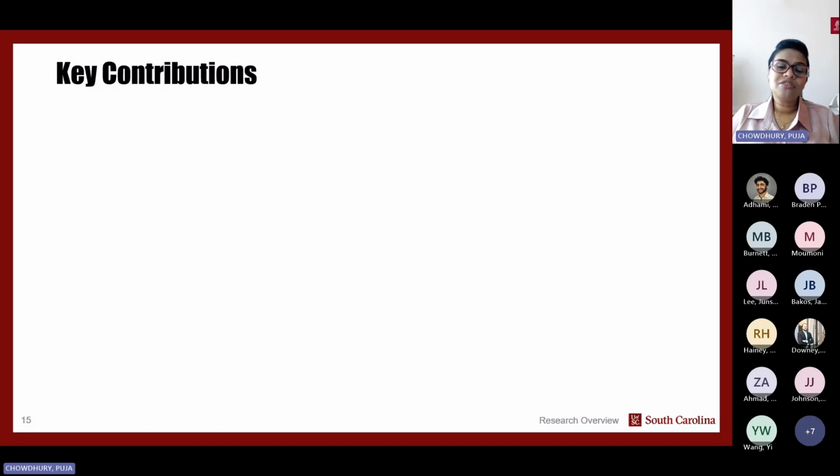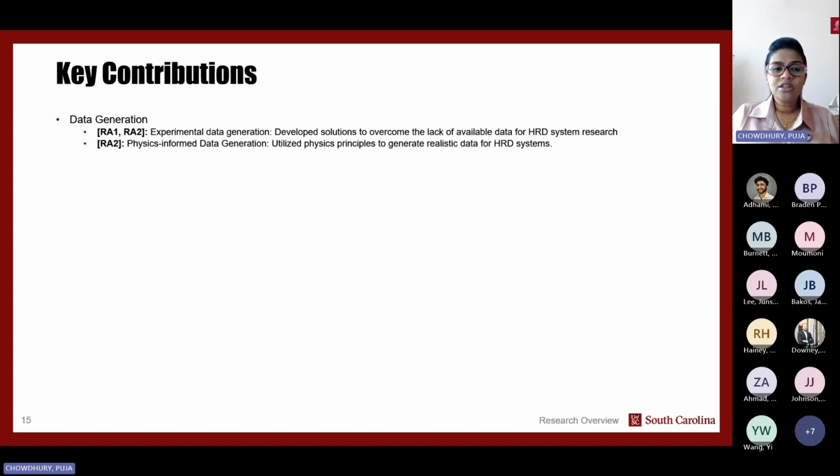Here are the key contributions of this overall dissertation. What are these? First is the data generation. Here I also mention which area covered what contribution, like research area 1, 2, and so on. In the case of data generation, research areas 1 and 2 both make experimental data generation. Why do we need to do that? To develop a solution to overcome the lack of available data for high-rate dynamic system research. In research area 2, there is the addition of physics-informed data. So we utilize the physics principle to generate realistic data for high-rate dynamic systems.